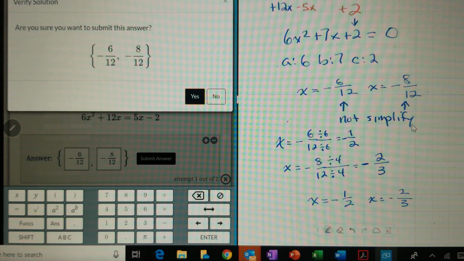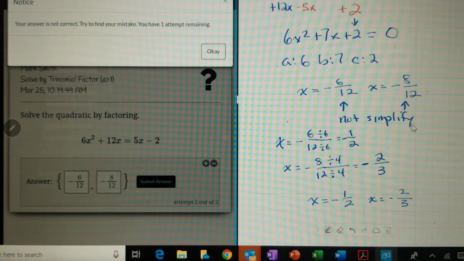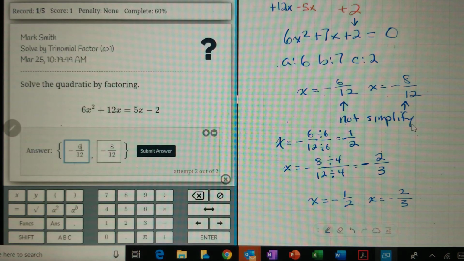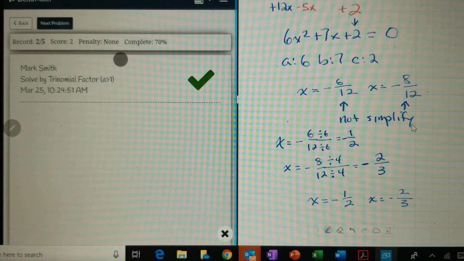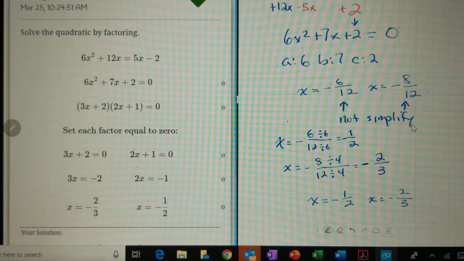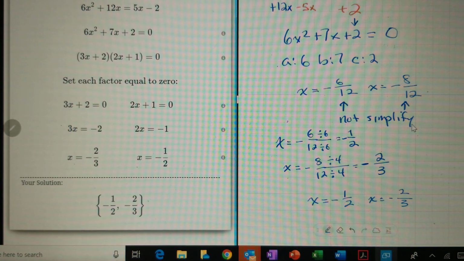simplifying those. Yes, no, it says no, those are not correct. So I think probably the problem was that I need to simplify these, which we did. All right, so this one is negative 1/2, and this one is negative 2/3. Let's try those two answers. This time it gave us a green check. So we're all set.